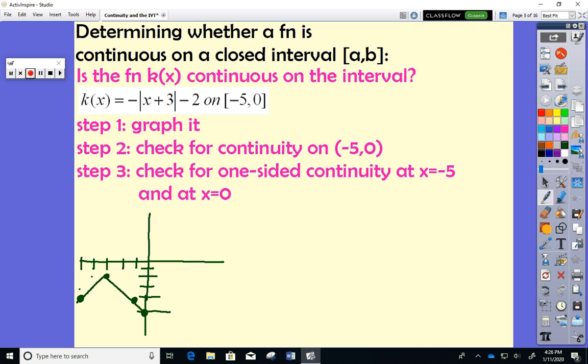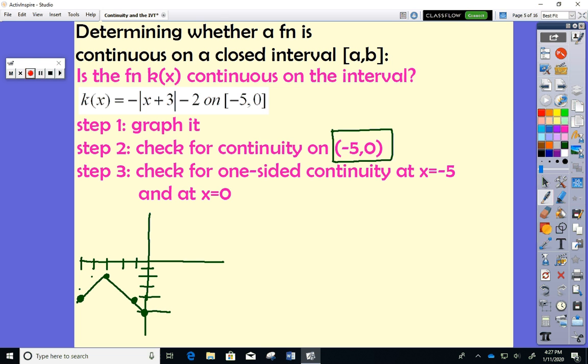Now, I can see that the graph is continuous because between x equals negative 5 and x equals 0, there are no holes, there are no poles, there are no jumps. So everything's good. What you basically look for is to say, yes, on the open interval from negative 5 to 0, I see that there are no holes, no poles, no jumps. Now, if you want to additionally show that the graph is continuous on a closed interval, what you've got to do is look for one-sided continuity.